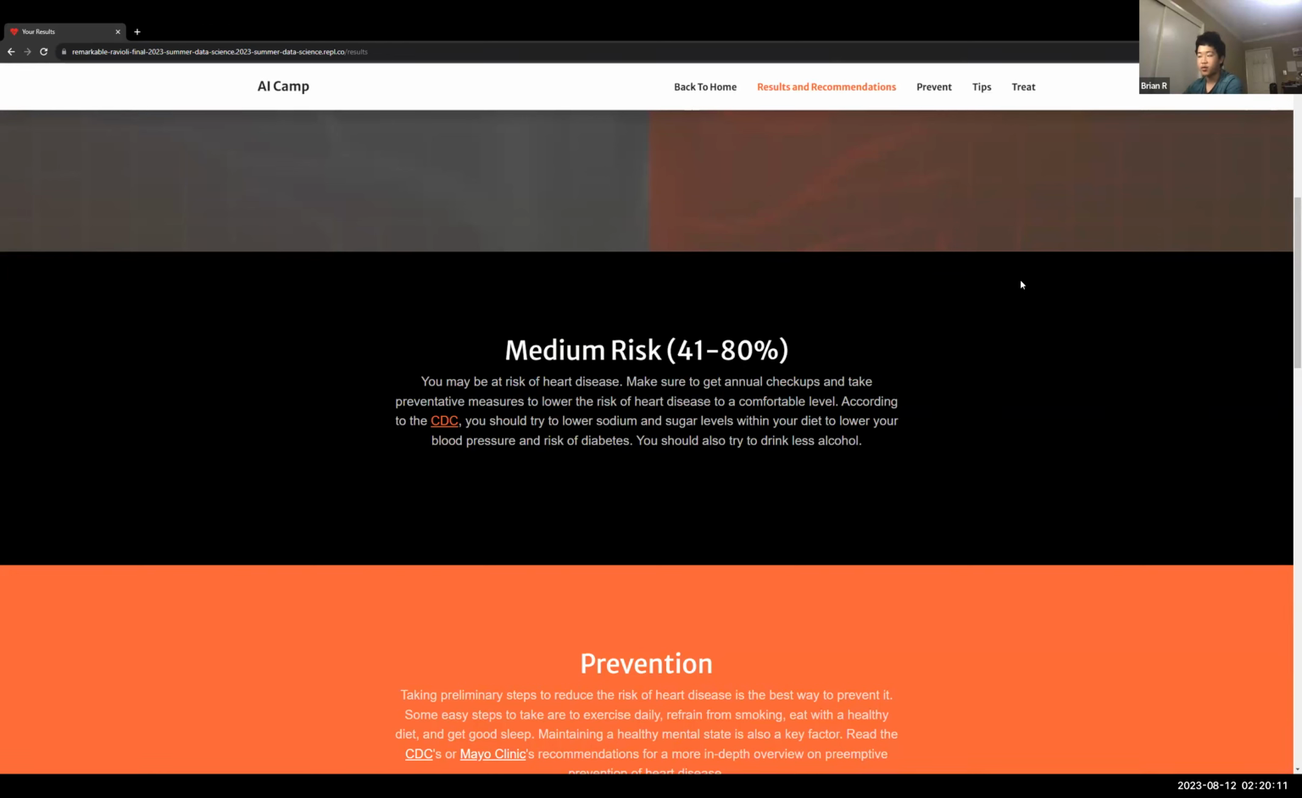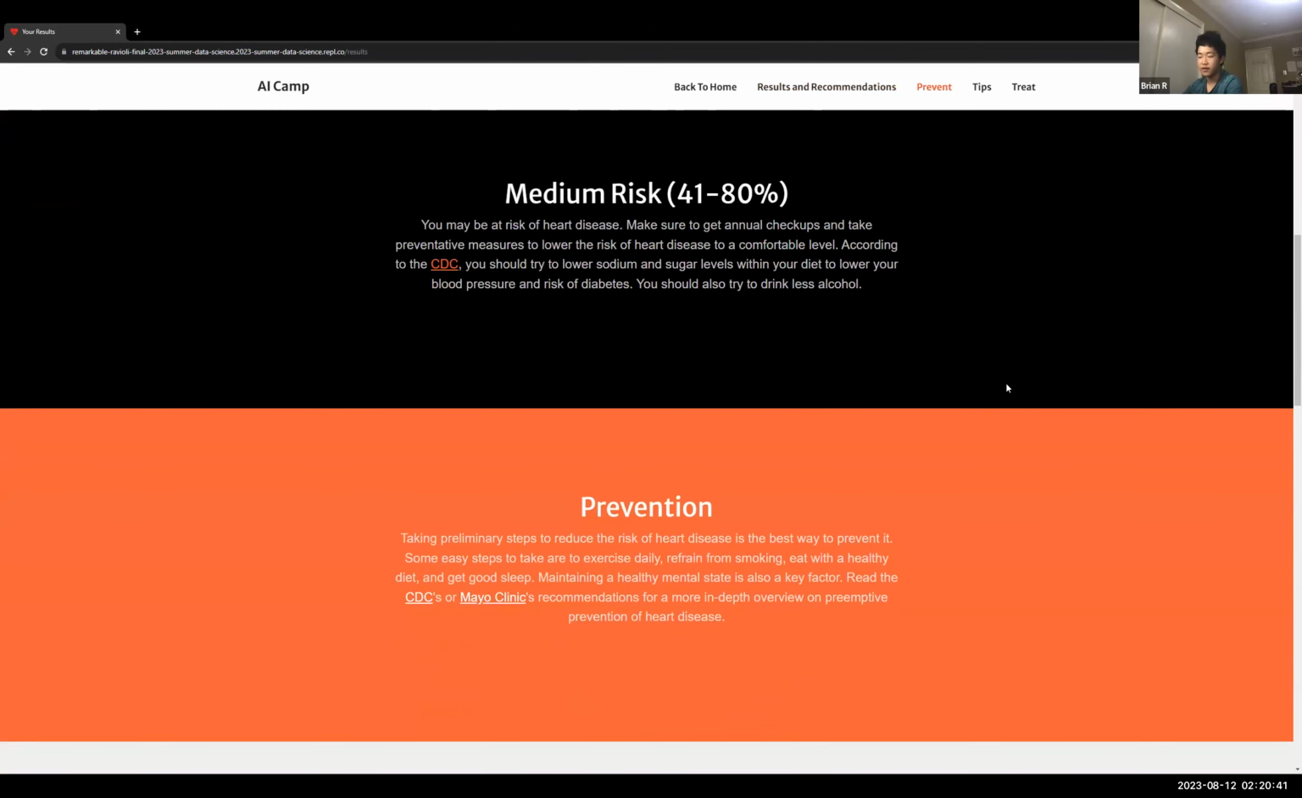If the model gave something like 20%, this would show low risk, which is from 0 to 40%. And if it gave anything above 80%, this section would have high risk, which is classified as anything 80% or above. And for each category, we also give different advice. So for medium risk, we just simply tell them to control their diet and try to lower their sodium and sugar levels. If they were in the low risk category, we would simply tell them to keep on doing what they are doing and to stay healthy.